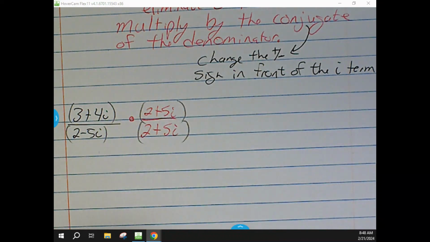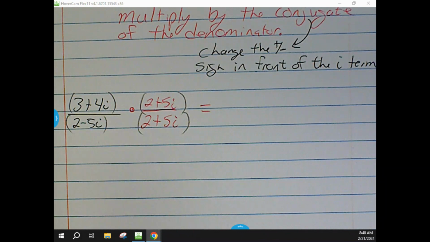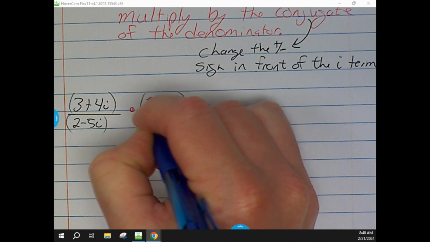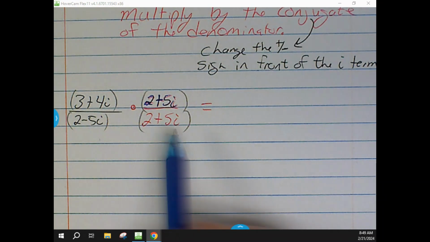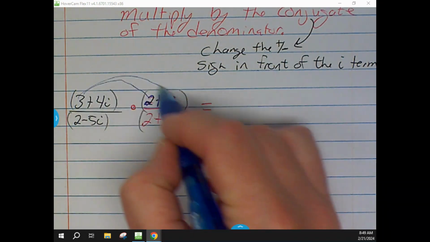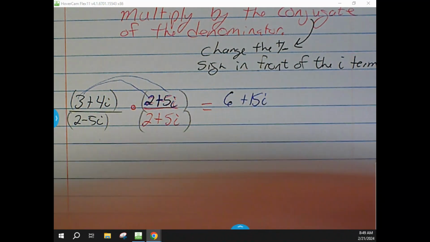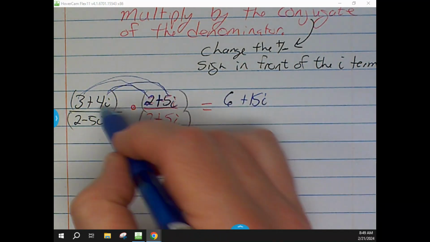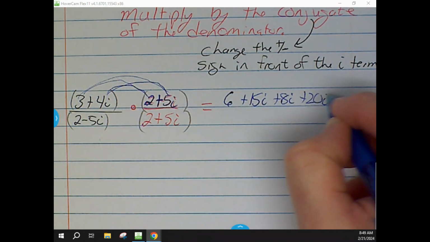All right, so if we do this in two parts, I'm going to do the top part in blue, and then we'll do the bottom part in red, just so we can keep it separated. On the top part, there's not really a shortcut, because it's going to be 3 times 2, and then 3 times 5i, which would be 6 plus 15i. And then if we do 4i times 2 and 4i times 5i, 4i times 2 is 8i, 4 times 5 is 20, and i squared.